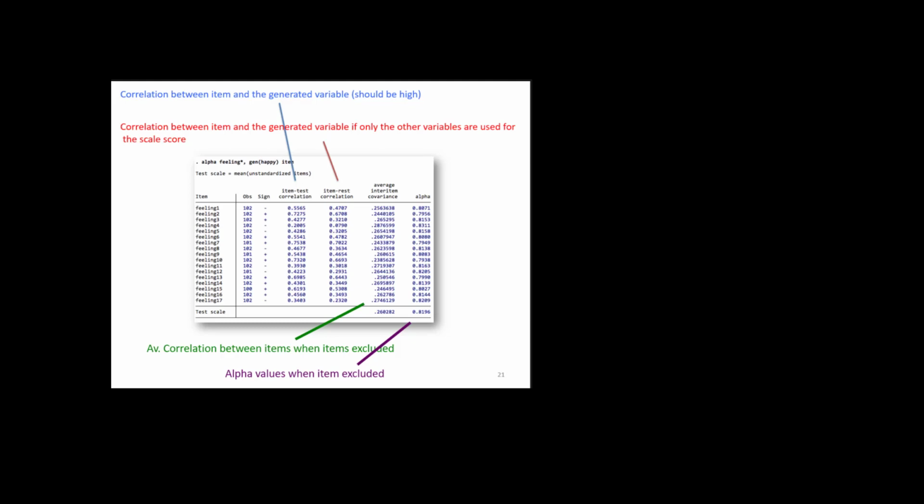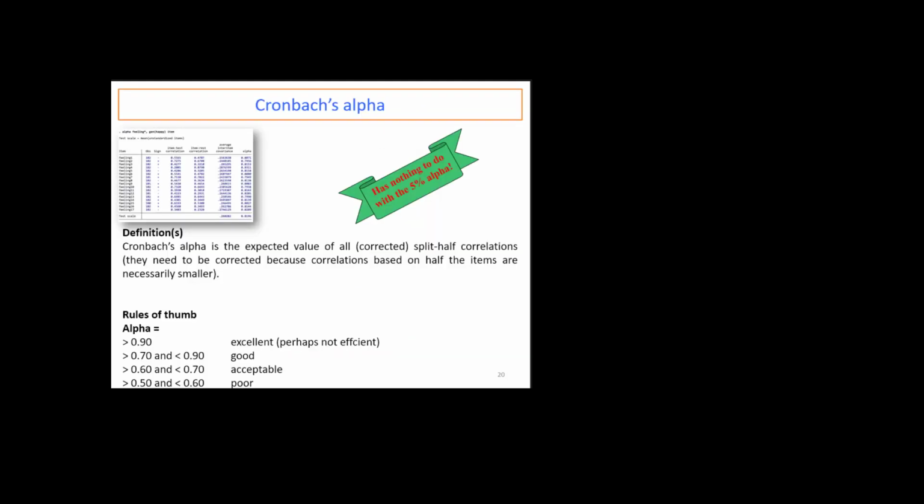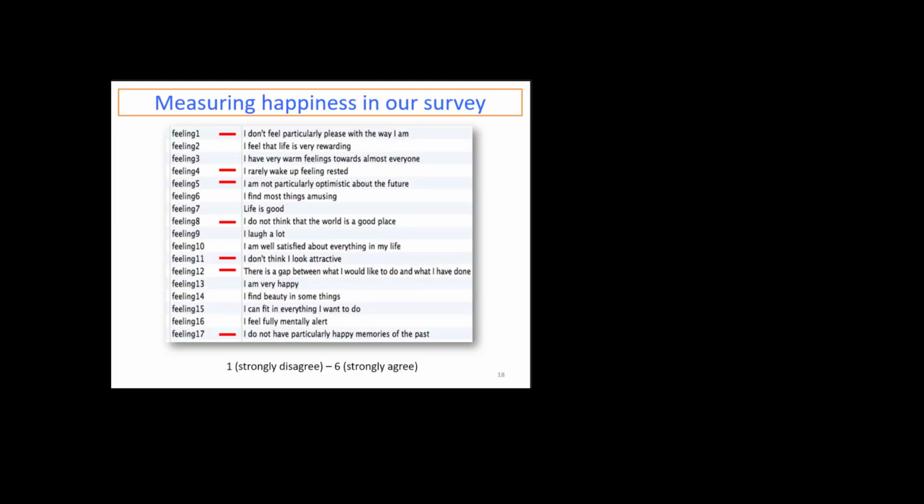The last column, alpha if item deleted, is a very important and easy to read column, because there you will see the alpha value if that item was deleted. So let's see, if you look at feeling 4, you see that the alpha score of your scale would be higher. So if you delete item 4, then your alpha score would be higher. Well, now we're going to look at what that feeling 4 is. Okay, so feeling 4: I rarely wake up feeling rested.